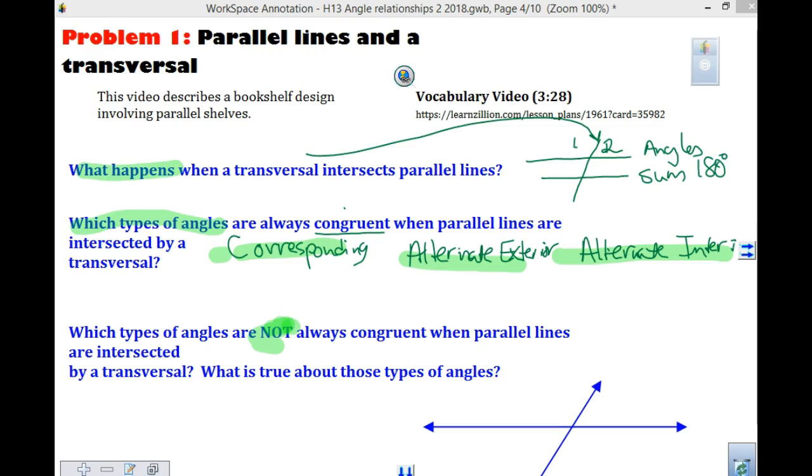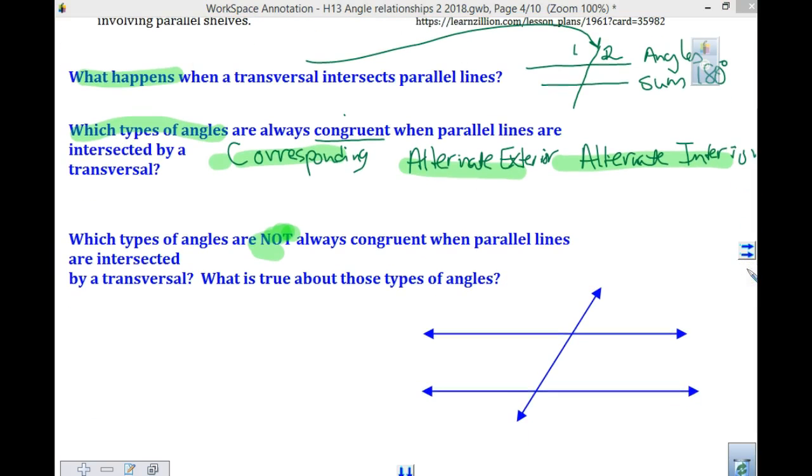On your picture down here, we are going to number going around here. So if I'm numbering my angles, I would like you to number yours so that you have angle 1, 2, 3, 4, 5, 6, 7, and 8. So on your picture, number those. And what we're going to do is right below our corresponding, we're going to list all of the ones that correspond. Then we're going to list all of our alternate exterior and all of our alternate interior.